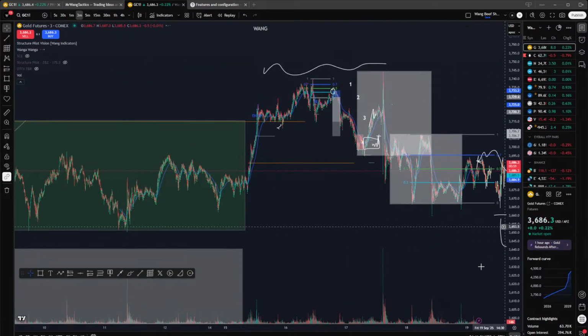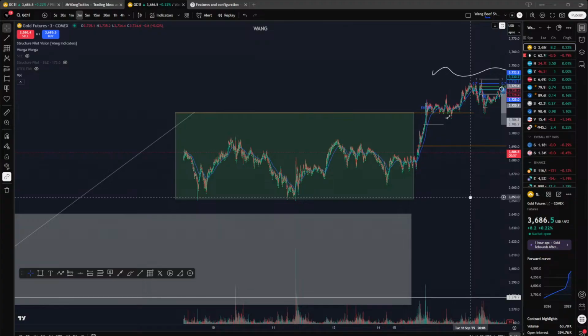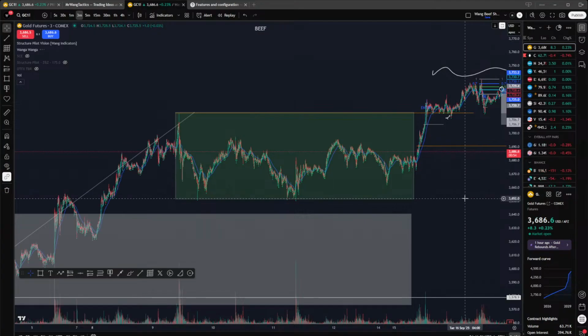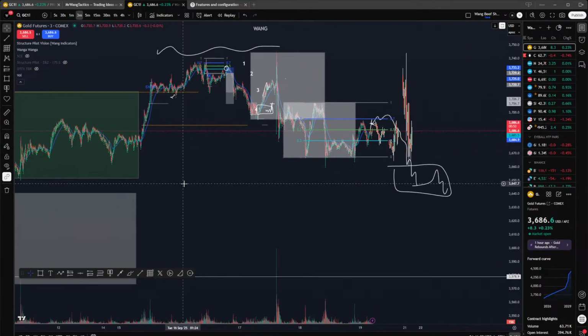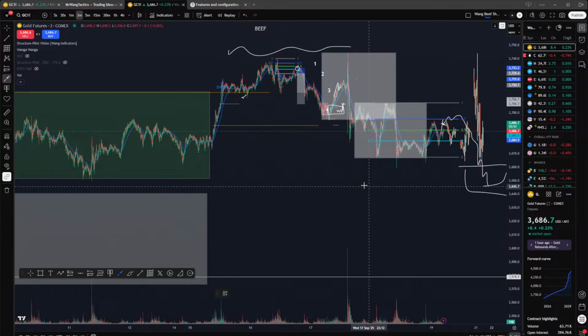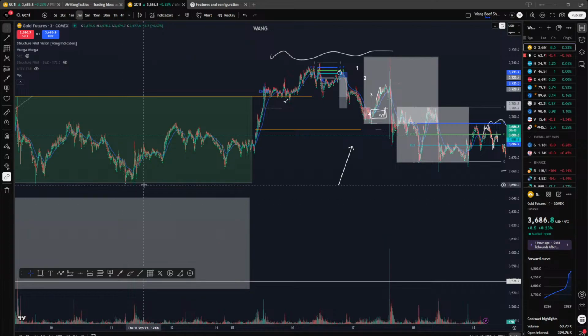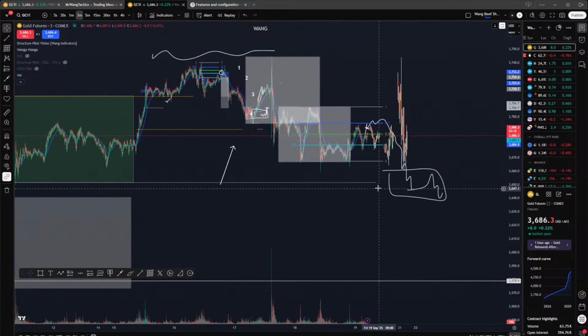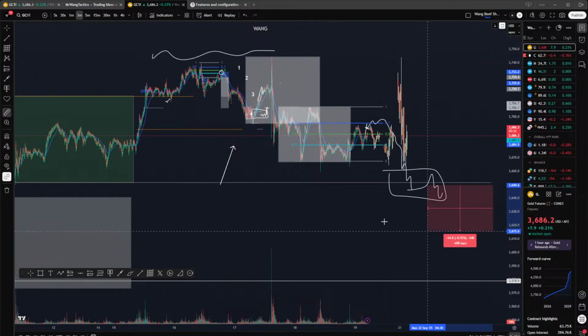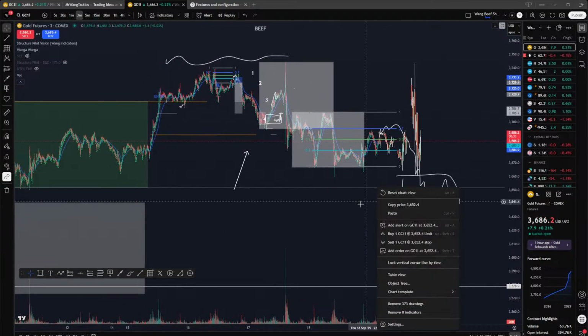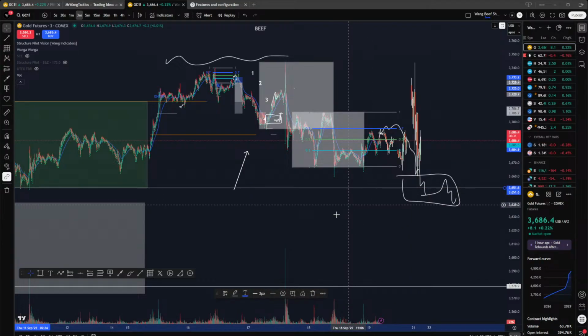As for me, I'm looking for a move in that direction once we sweep the low of this box. Let me put an alert on this here. Once we sweep the low of that box right here, I'm willing to take part in price. Alert.